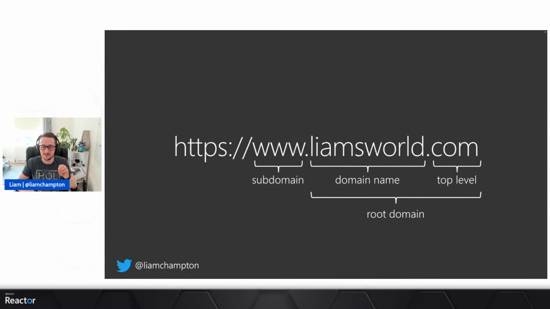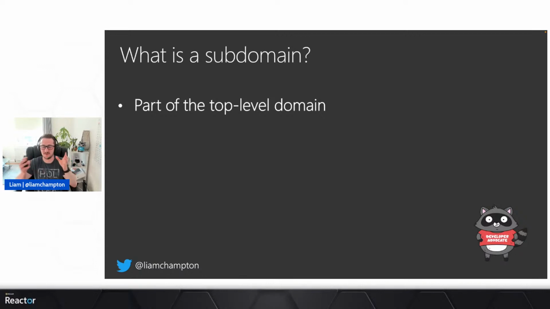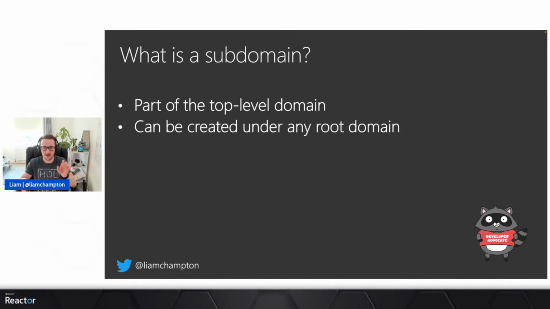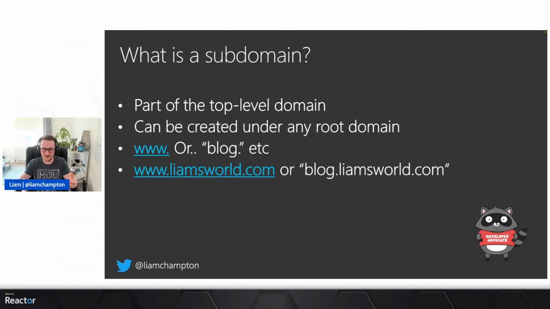Second to last, we have the subdomain. And this is where it gets quite interesting, because the subdomain is actually part of the top level domain. So they're kind of connected in a way. I'm not going to get into too much detail of how, but .com and www. are connected to some extent. But it gets even better, because you can have any subdomain under any root domain, and you can have many of them, okay? And what I mean by that is you can have www. or blog. or book. or video. You get the point. So you end up with www.liamsworld.com or blog.liamsworld.com. Both are acceptable. They're both subdomains, and they're both translatable.